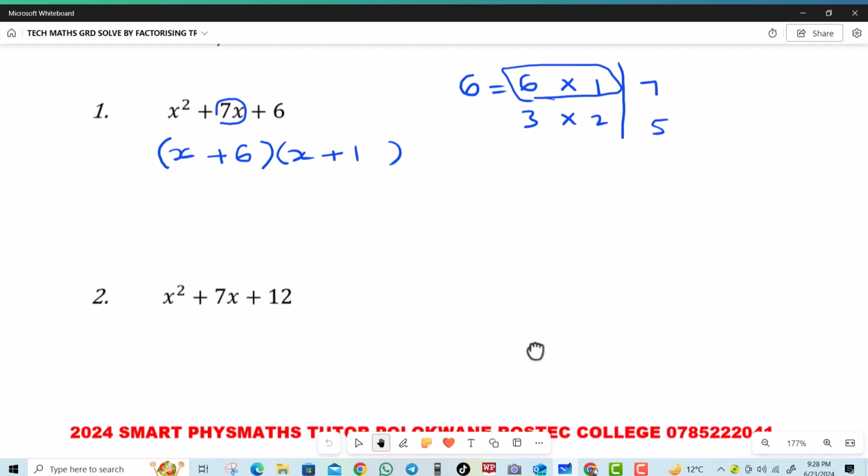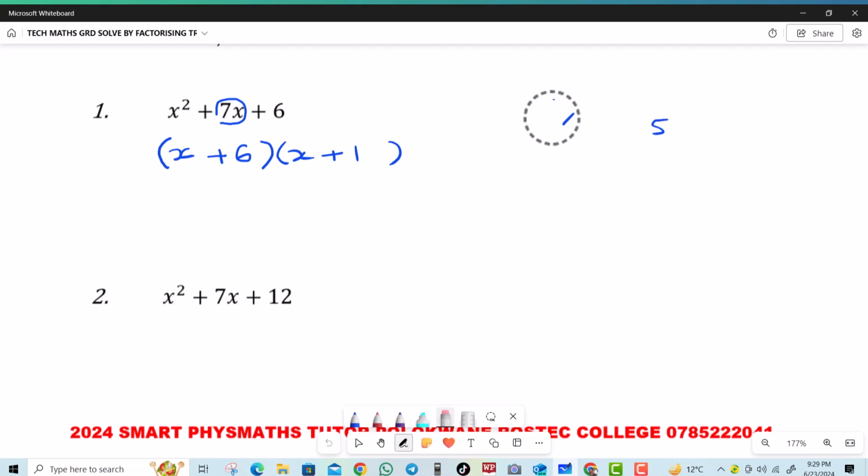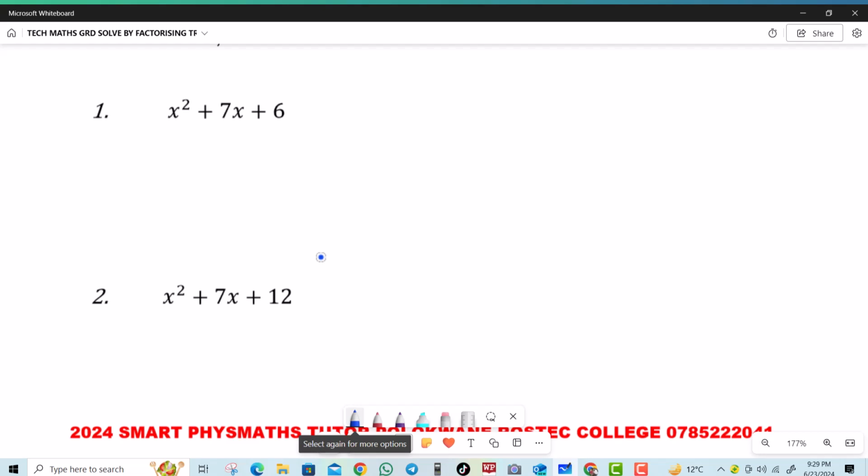Example 2. The question says factorize x squared plus 7x equals 12. So what we do, we look at the constant. Okay, let me start afresh here. Example 1. Factorize x squared plus 7x plus 6.